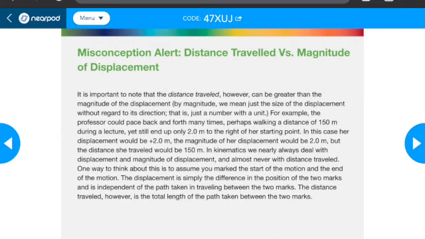So if somebody moves positions and their displacement is 0, well, the magnitude of displacement is also 0, but they may have actually moved somewhere. They just ended up back at the exact same starting position that they were in before.